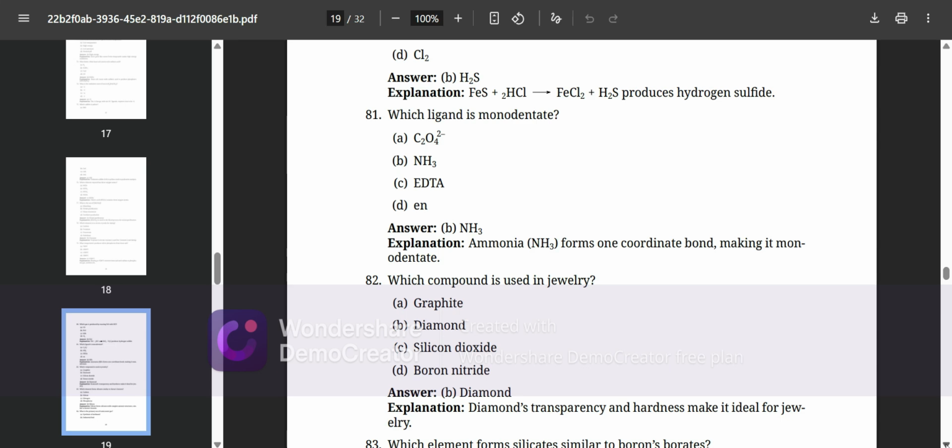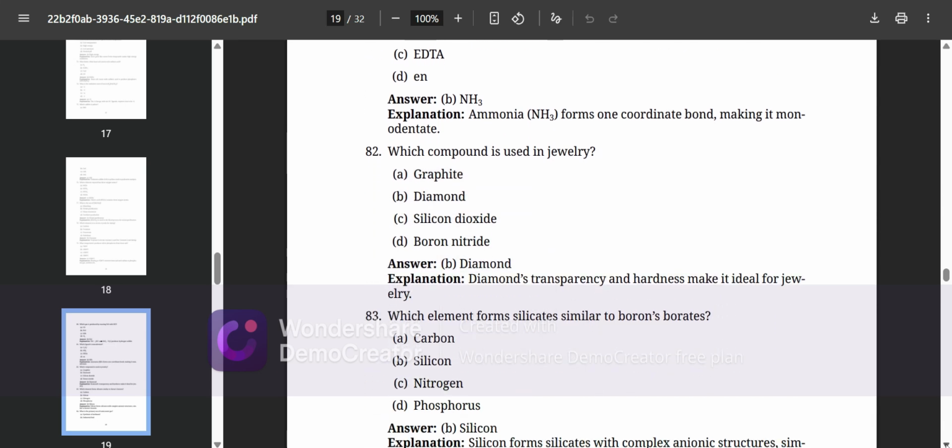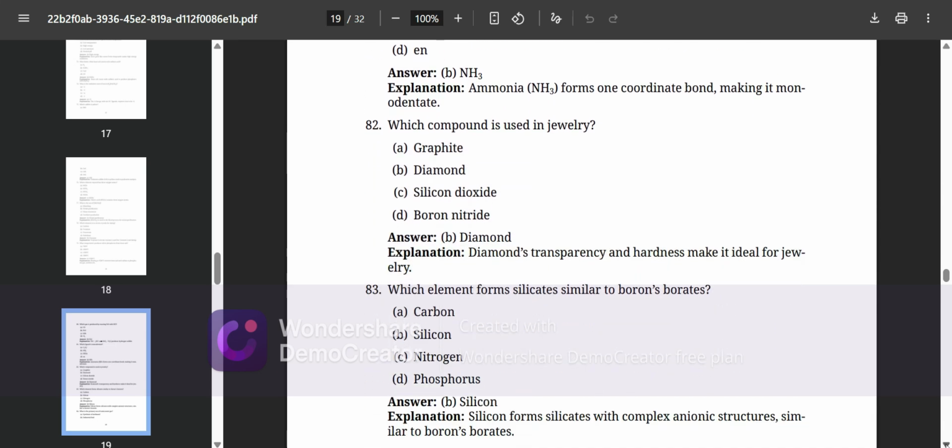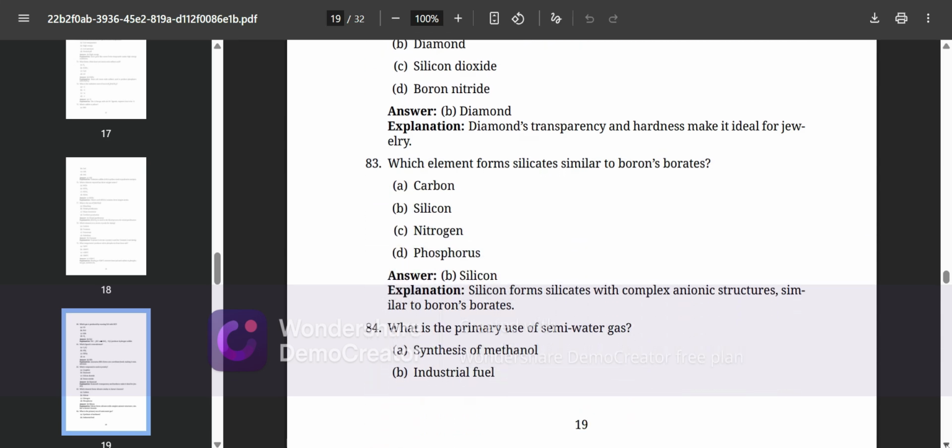Which ligand is monodentate? NH3. Ammonia NH3 forms one coordinate bond, making it monodentate. Which compound is used in jewelry? Diamond. Its transparency and hardness make it ideal for jewelry.